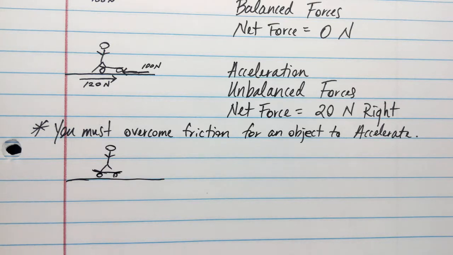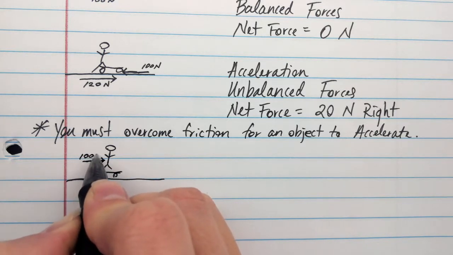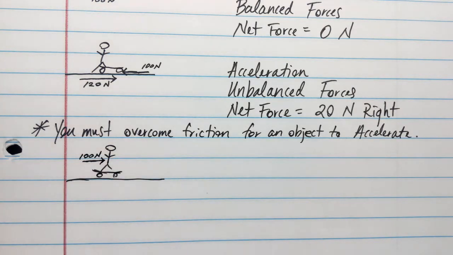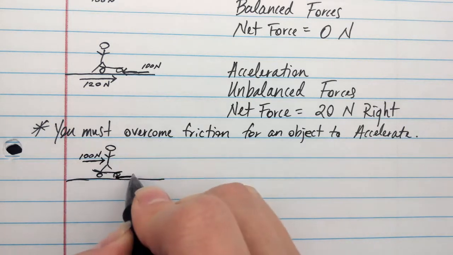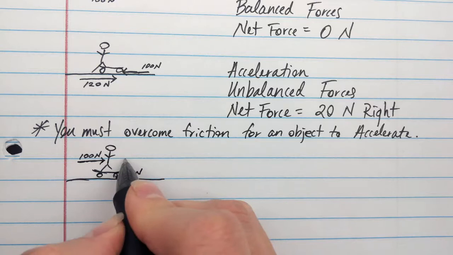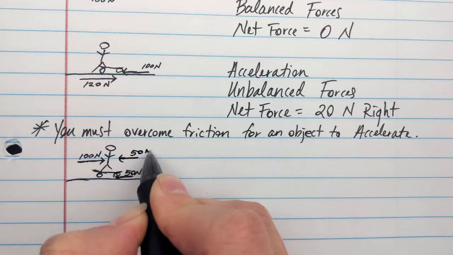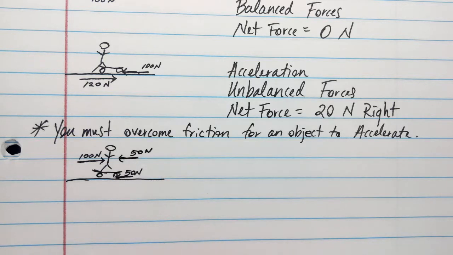Okay, so let's put the forces with that. He would still have 100 newtons that is making him go forward. Right here, he has 50 newtons of friction. And then he also has 50 newtons of friction right here. You know what this is? The air. Okay? What is his motion?